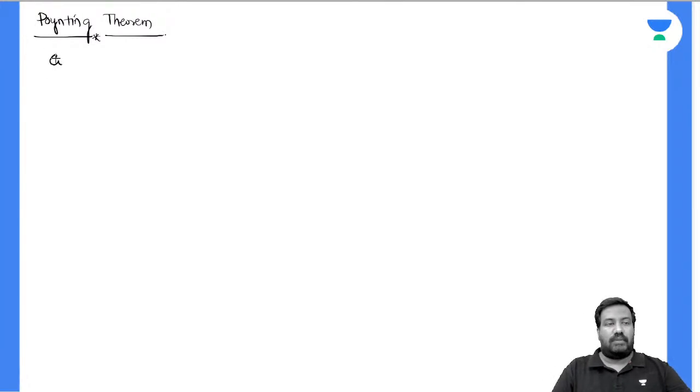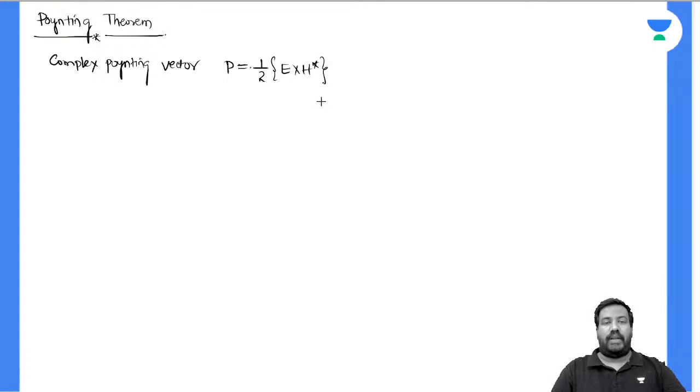After EM wave propagation through different media, the Poynting theorem expresses the power associated with any given wave. And we got a derivation. After deriving it, the complex Poynting vector P is given by one by 2 E cross H conjugate.